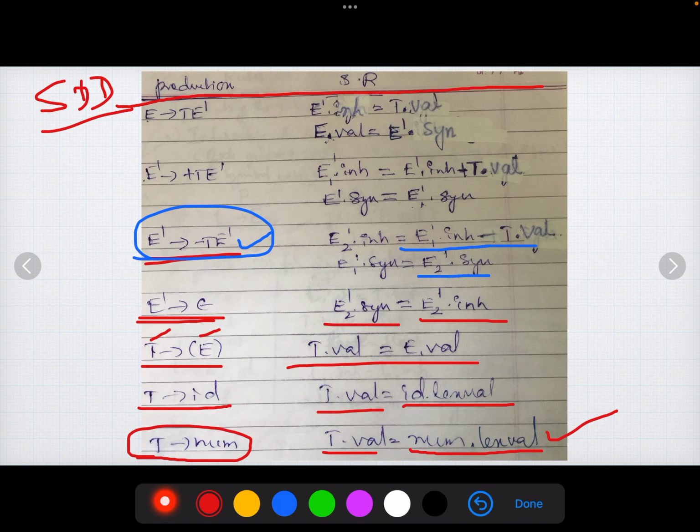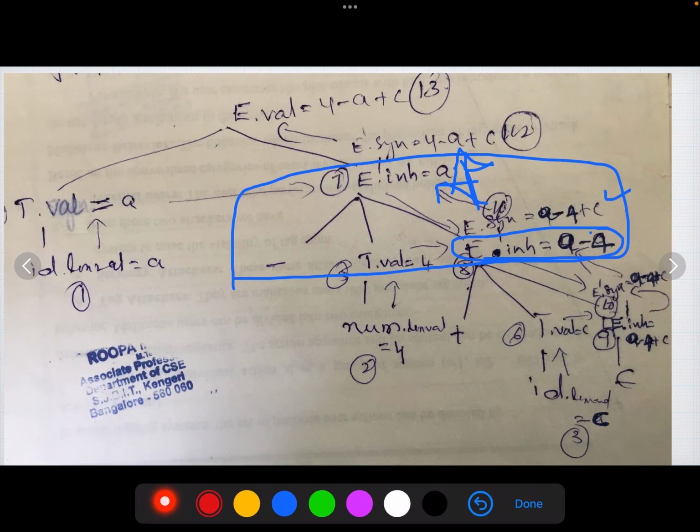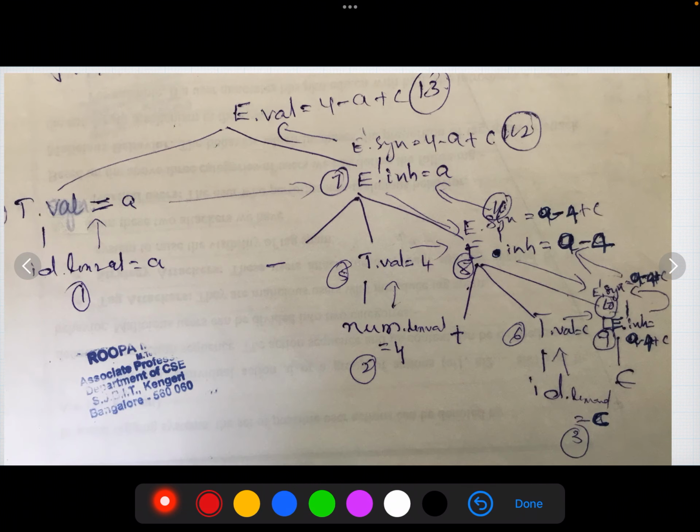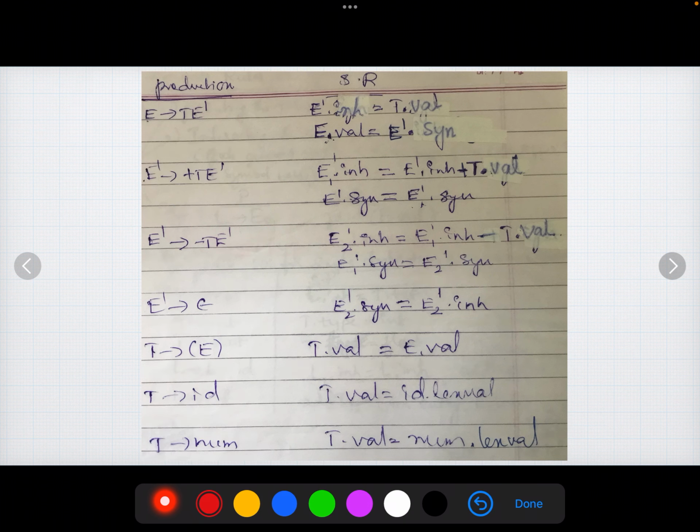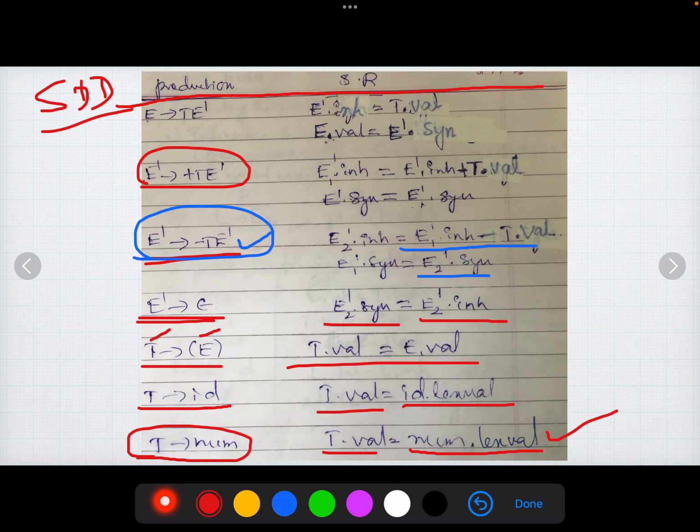Same way we will consider this also. So plus, where the plus is, this is our subtree. So what is happening here? The computation of the inherited value, and the synthesized value is moving up. So only these two are there. So write them as semantic rules. So you obtain these two rules.